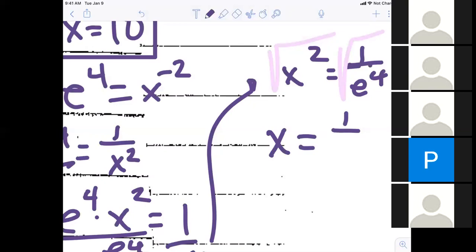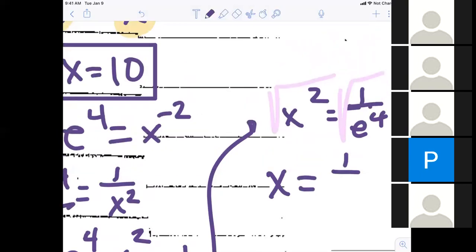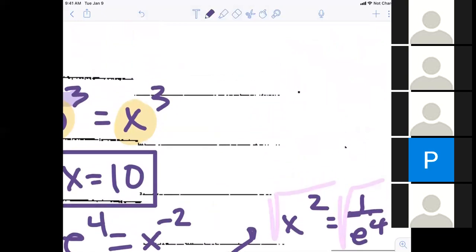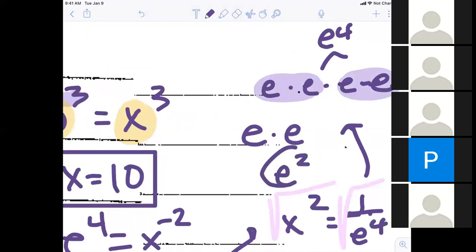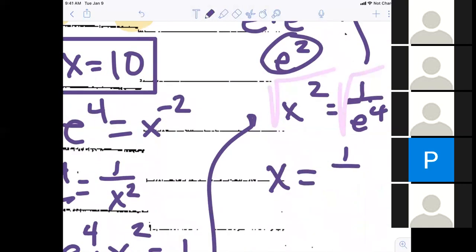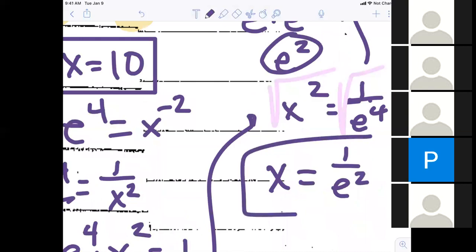If I have e to the 4th, that's e times e times e times e, 4 e's. Two of them get to match together, two of them get to match together, which means, I don't know if you guys remember factor trees, but e to the 4th, e, these two get matched up, so I have one e that comes out, and then these two get to match up, so I've got another e that comes out. E times e is the same thing as e squared. So it's x equals 1 over e squared.